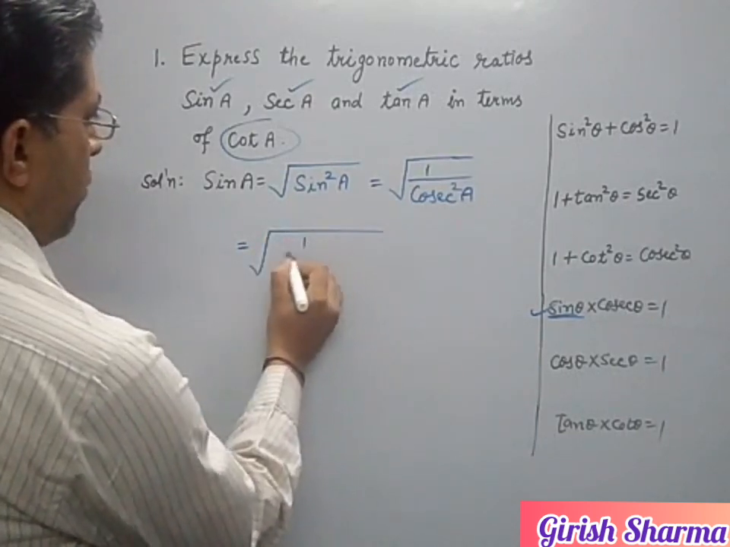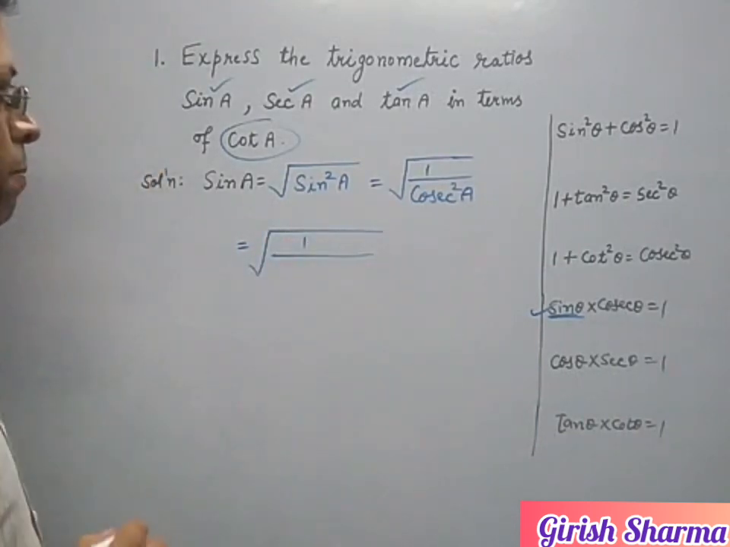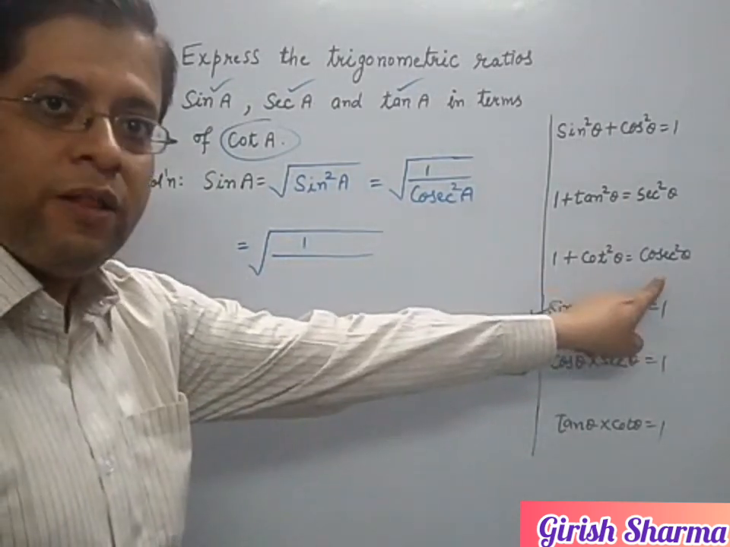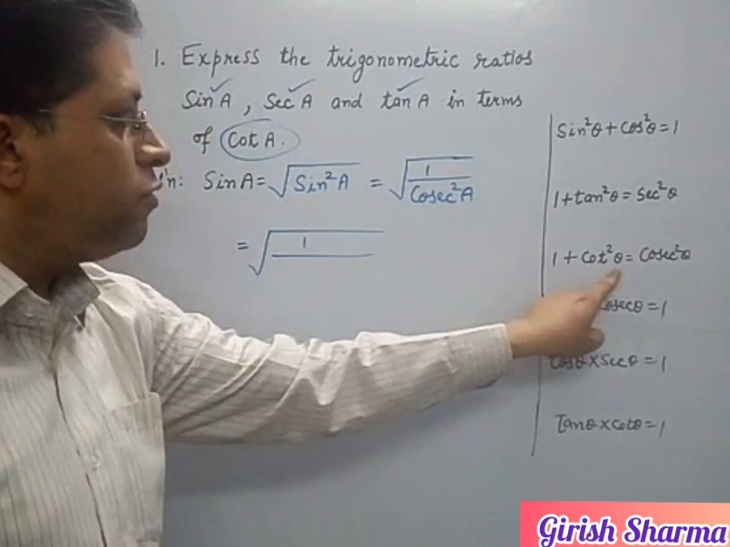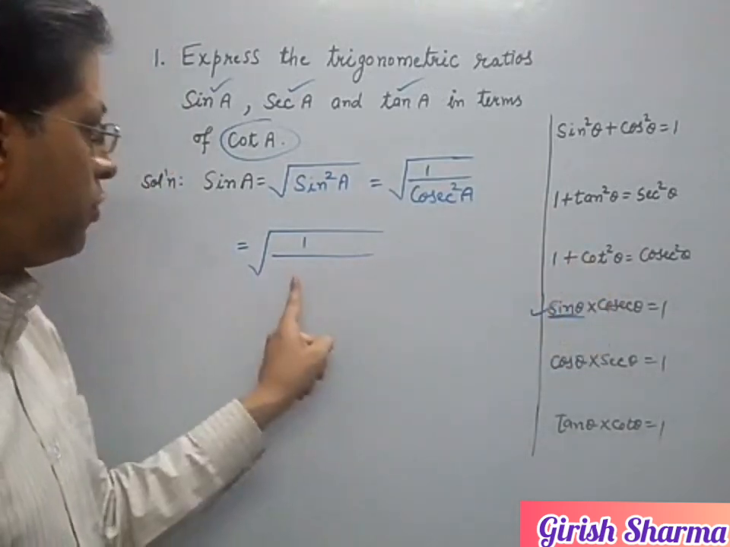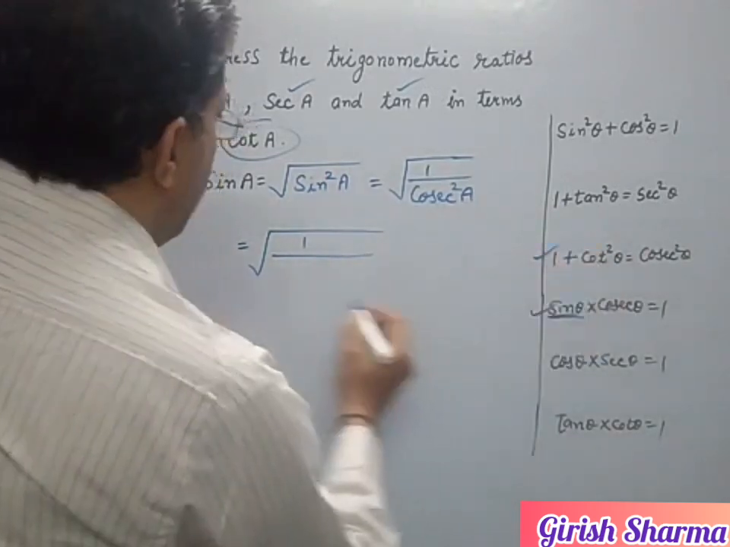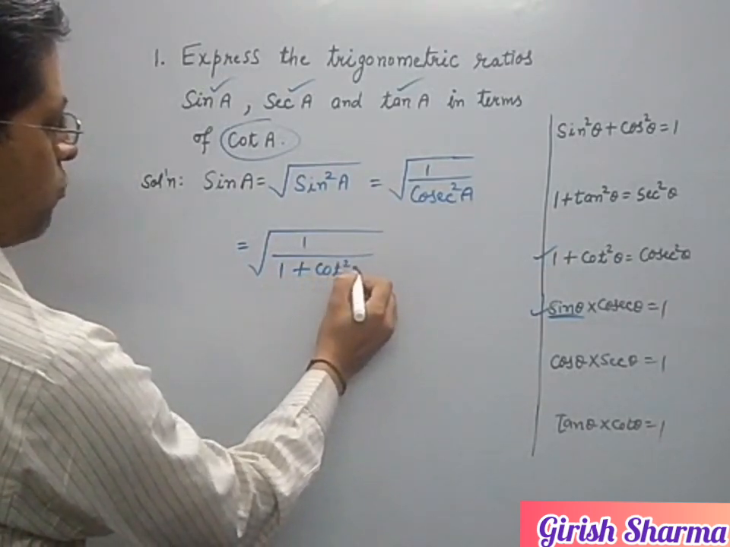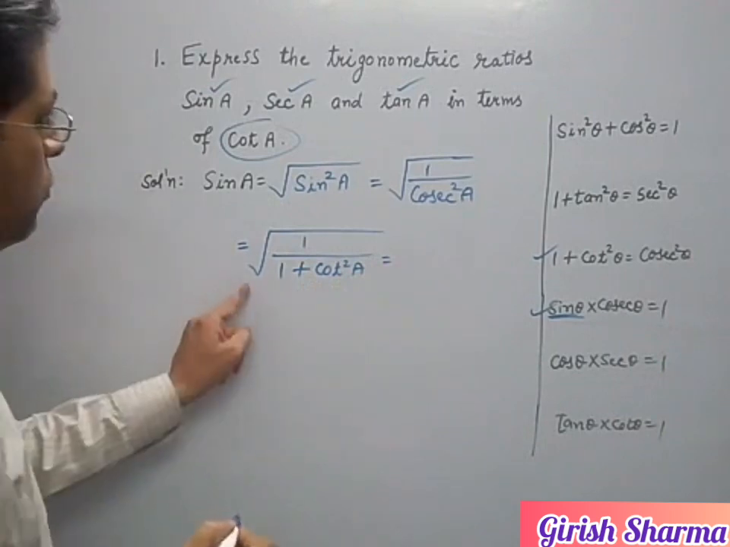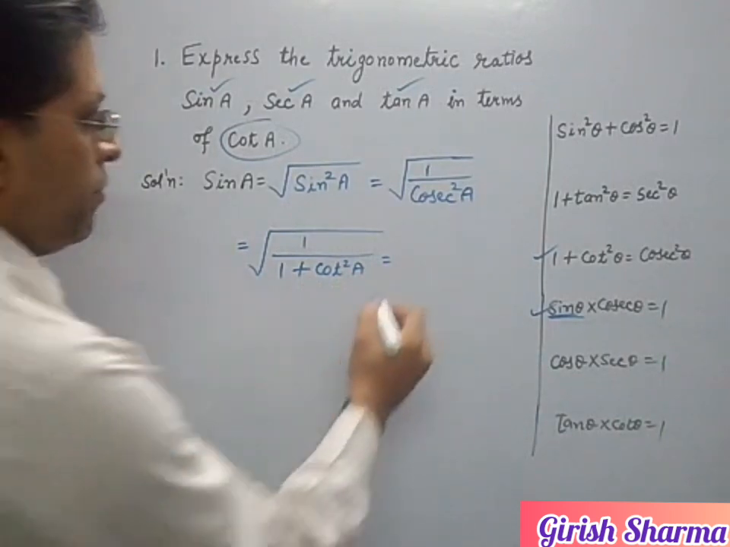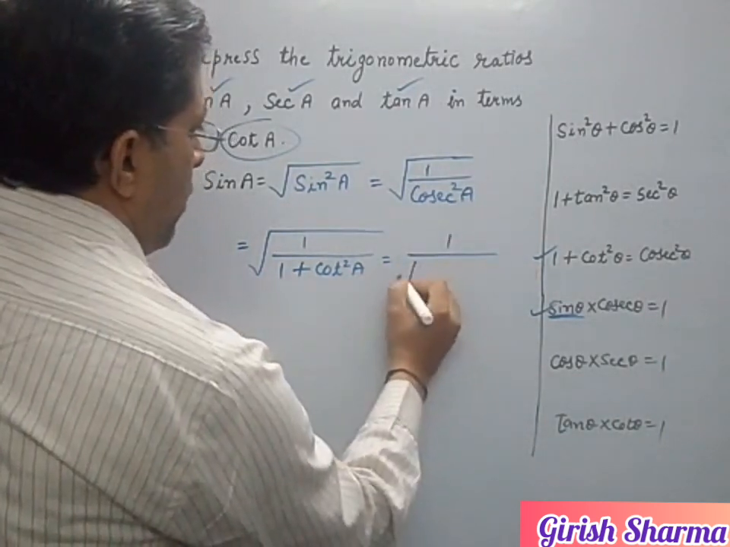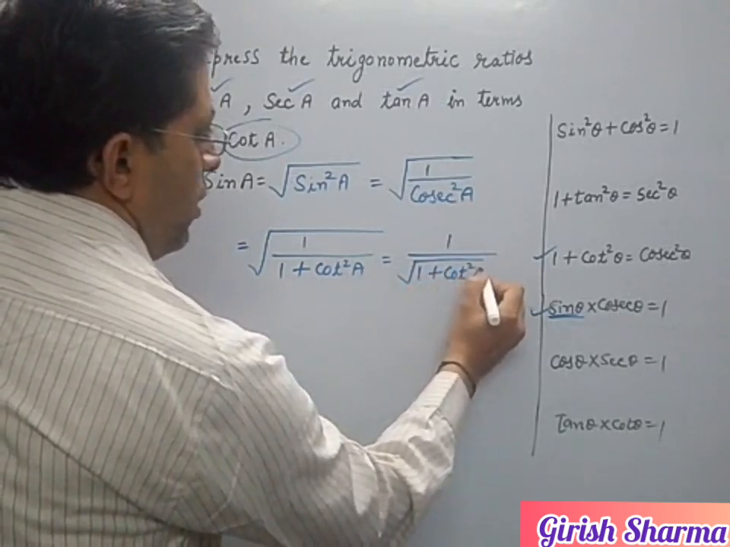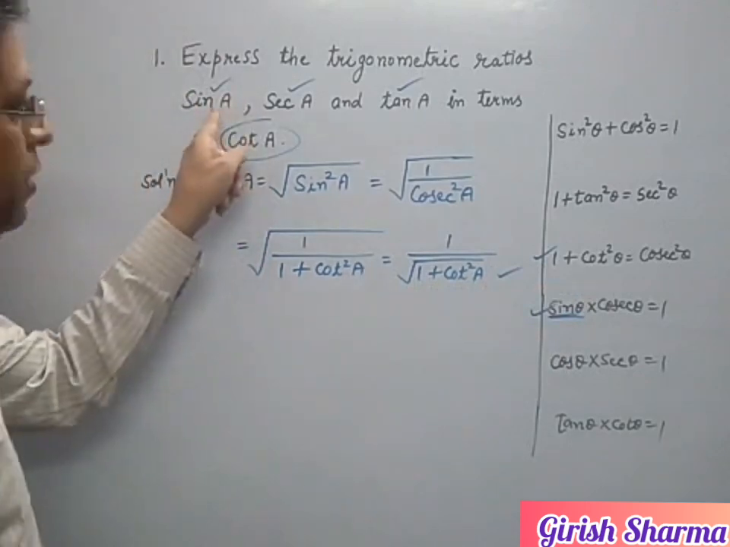Square root as it is, we cannot do anything. See here, what is cosec square A? Now see here, what is cosec square theta? 1 plus cot square theta is equal to cosec square theta. I am using this: 1 plus cot square A. Square root of 1 is 1, and 1 plus cot square A. This is your answer, the first one.